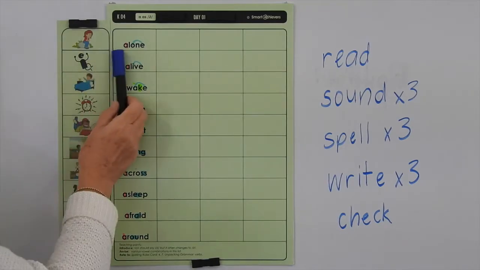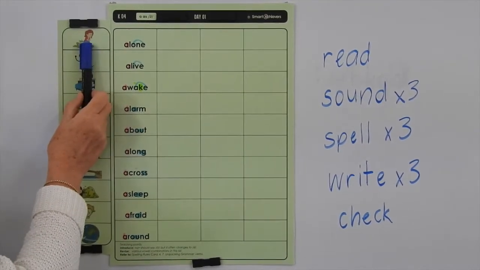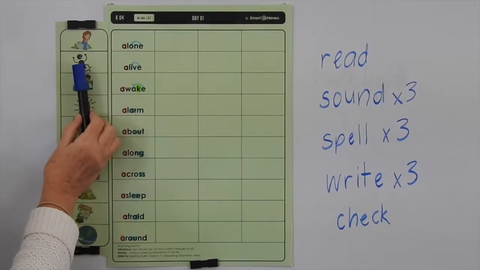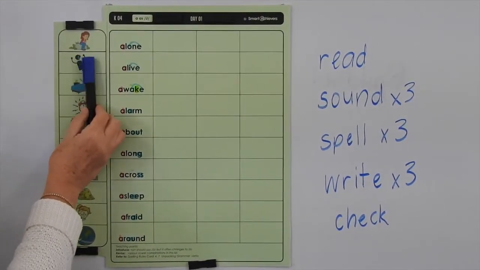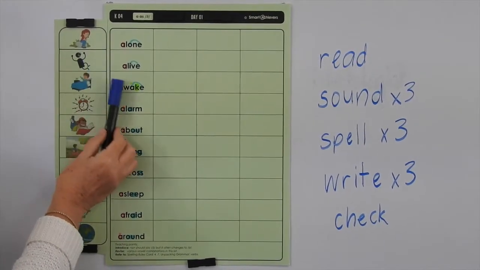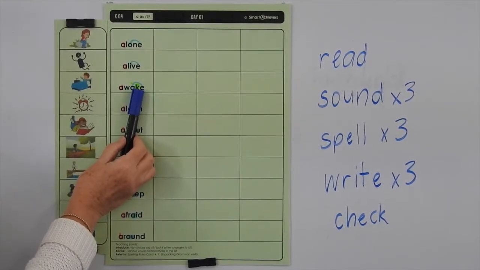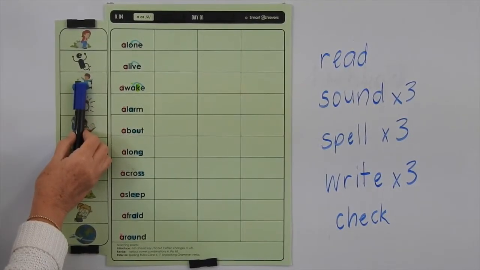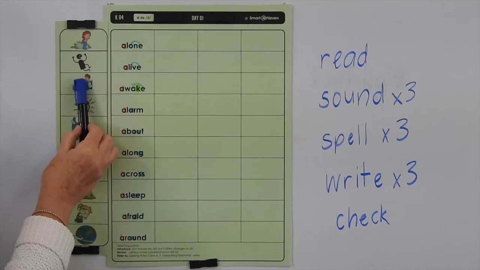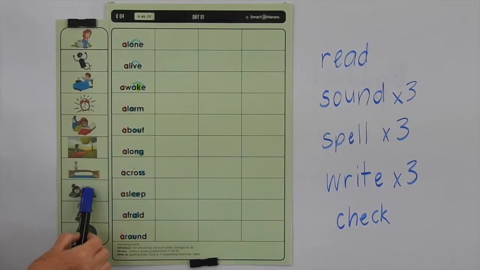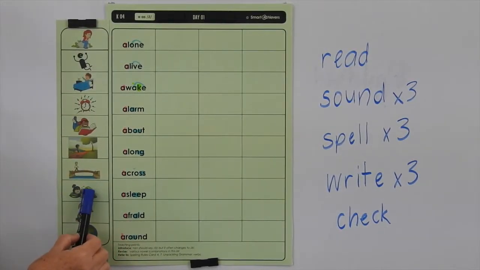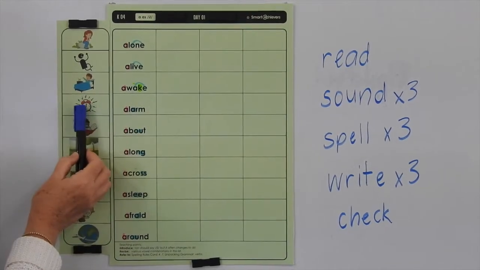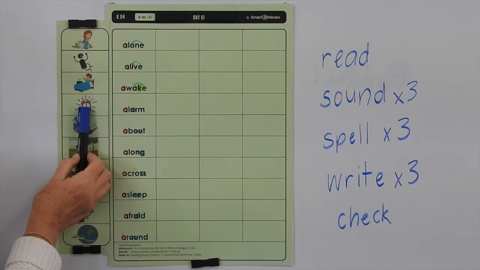So we've got alone means just one person, there's not anyone else around. Alive means that something isn't dead, it's alive, it's able to live and grow. Awake means that your eyes are open and you're not sleeping anymore. So awake and asleep would be opposites. They would be antonyms. Okay, alarm is like a siren or a sound that you hear.